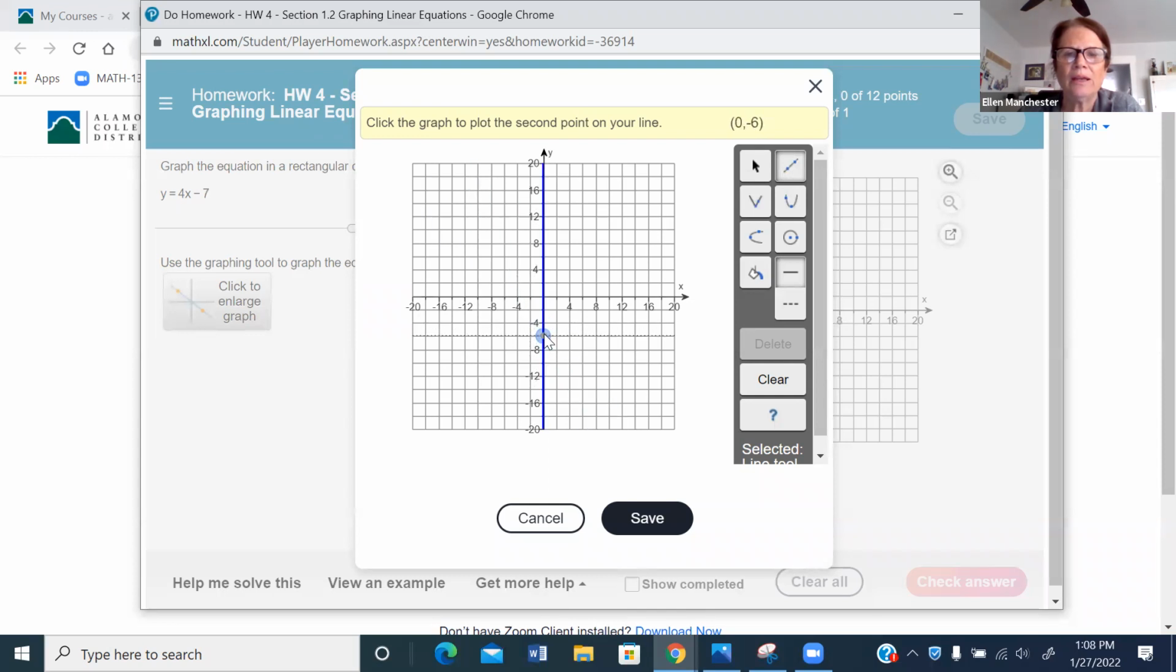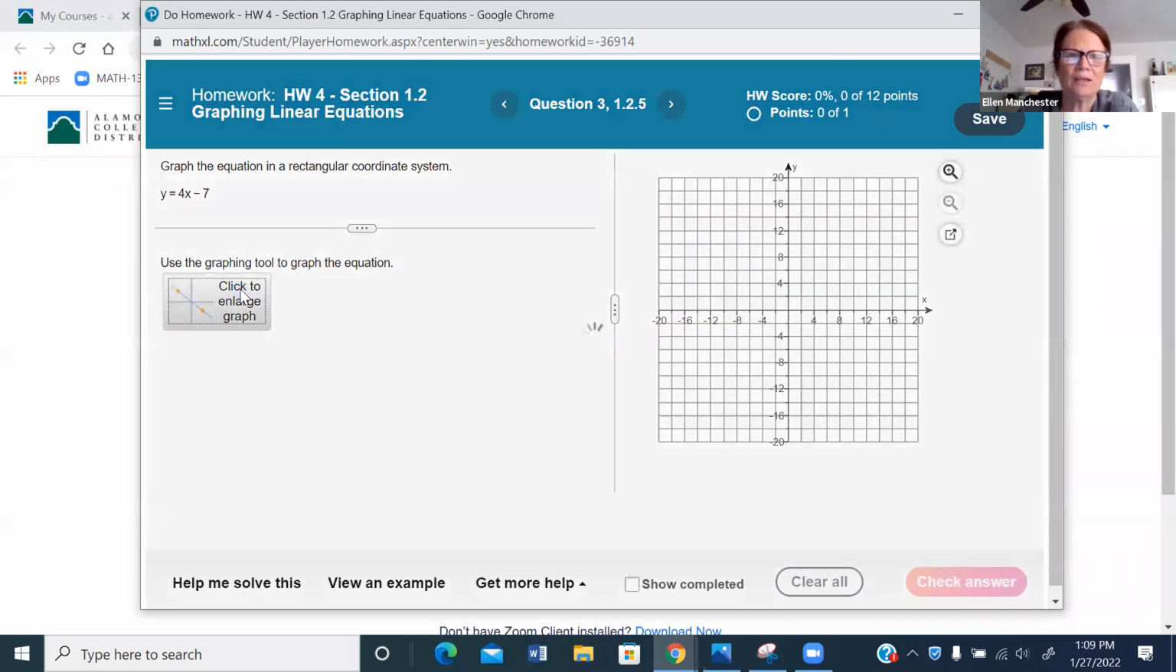Let's see, I was at -7. Oh, they're doing it by 4s. Okay, so -7, and then up 4 would take me to -3. You can see up here, it tells you where your cursor is. So here I am at, oh, that's -6. Okay, so I'm going to cancel and start again.